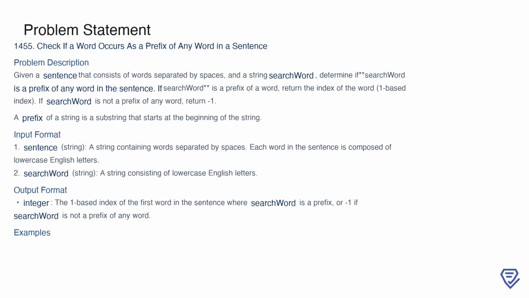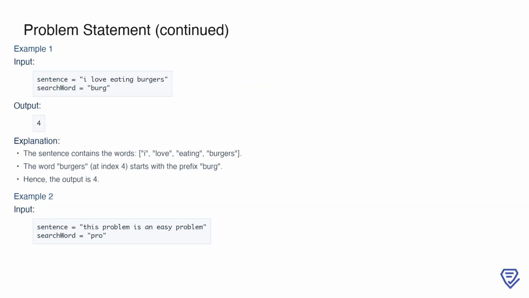The input consists of two components, the sentence, which is a string of words separated by spaces, and the search word, which is another string. The output is an integer, which represents the one-based index of the word where the prefix matches, or -1 if there is no match. Let's look at an example to make this clearer.